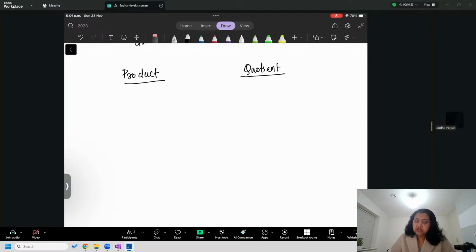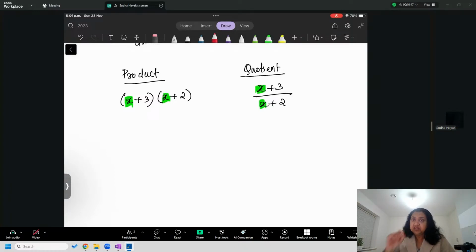Okay, so here the idea is, product rule means if there are two terms like x plus 3, x plus 2, and you see there is an x in both, then we work with the product rule. And for the quotient rule, it can be x plus 3 divided by x plus 2. So it is a fraction, and there are two x's, so it becomes the quotient rule. For both of these, you have the formula in the formula book, so there's nothing to worry. Everything is there in the formula book. You just need to know how to work on it.